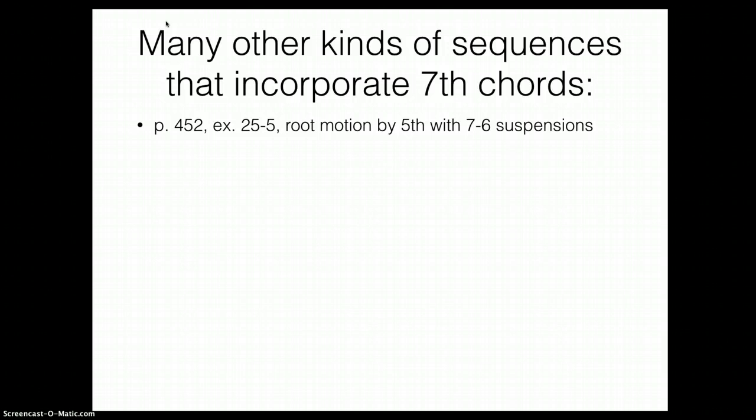So that was a chain of 7/6 suspensions like you might have had in counterpoint. Here it is with a descending fifth bass pattern. One more time without mistakes.